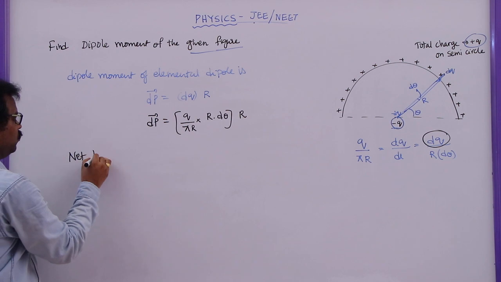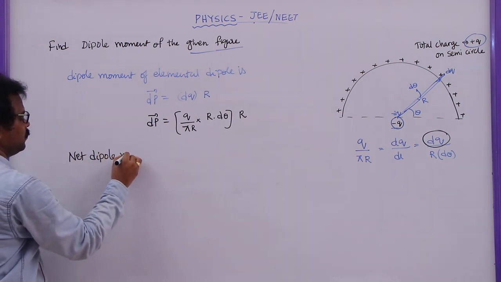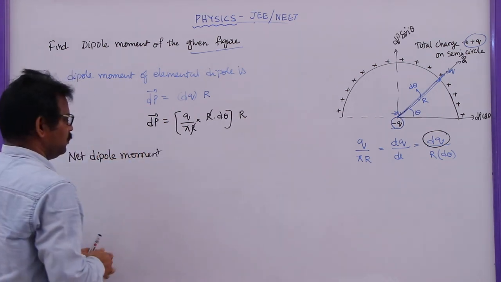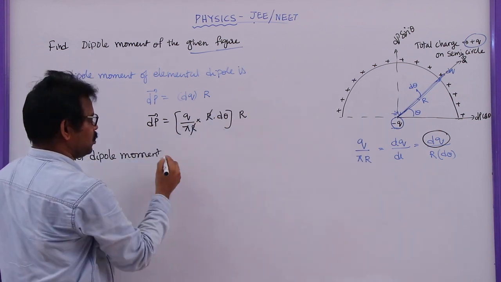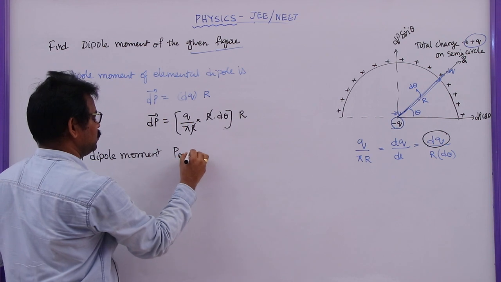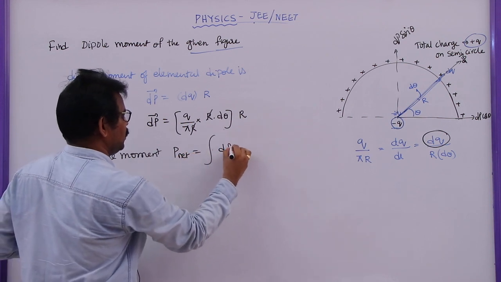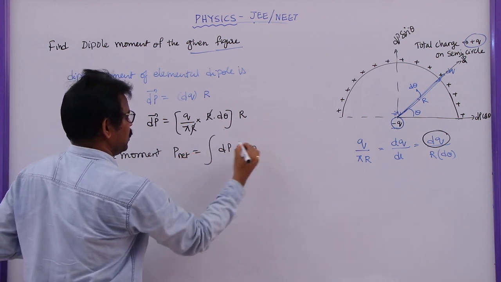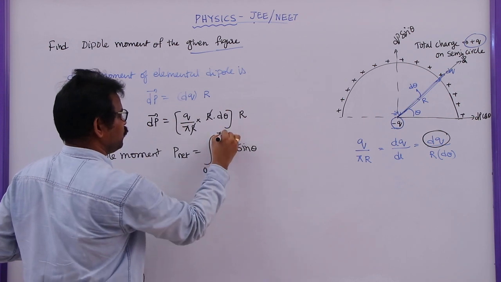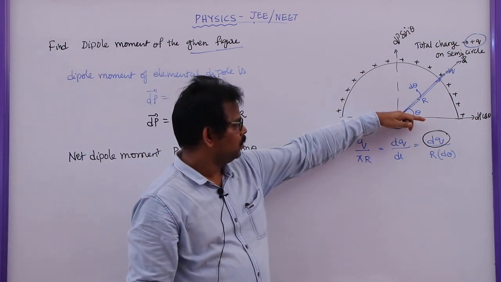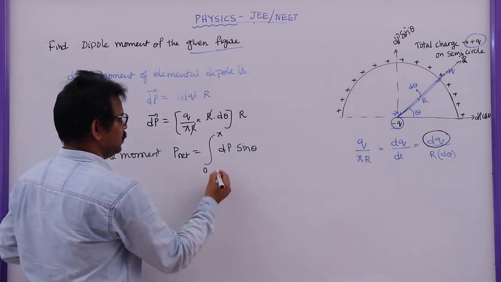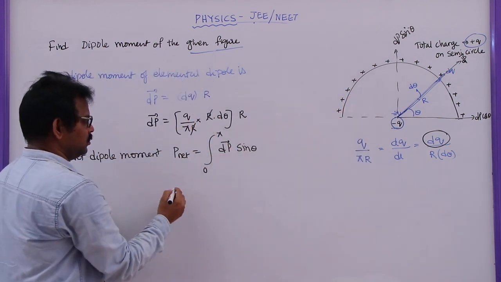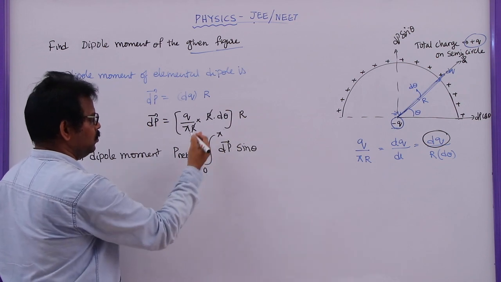The net dipole moment is given by integrating the dp sin theta components. So P net is equal to the integral of dp sin theta with limits 0 to pi, because the minimum angle is 0 and the maximum angle is 180 degrees, that is pi radians. Now this is our expression. Now substitute the dp value.